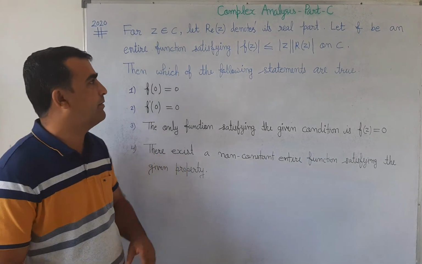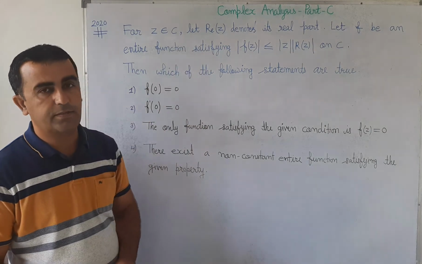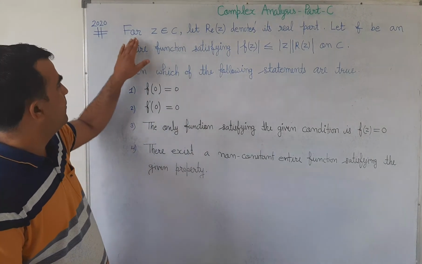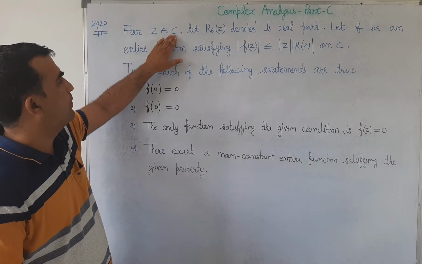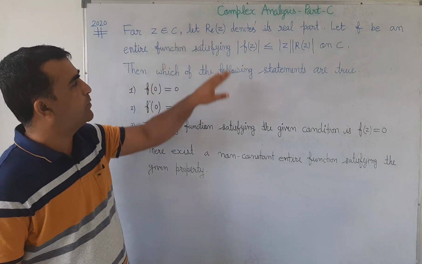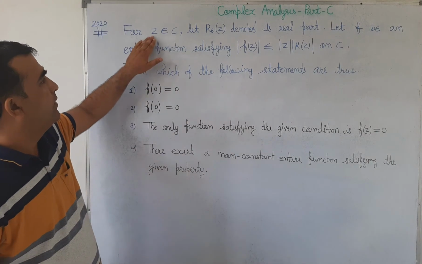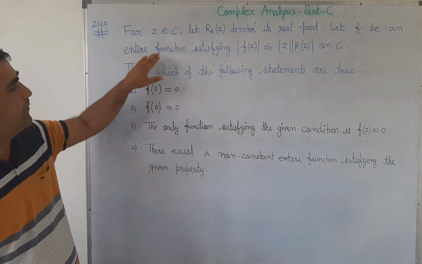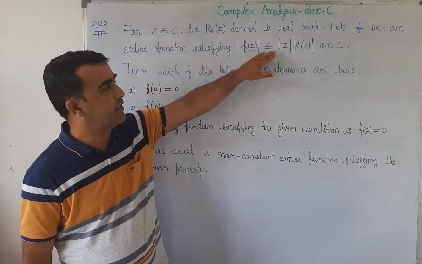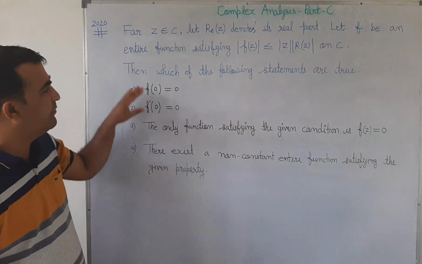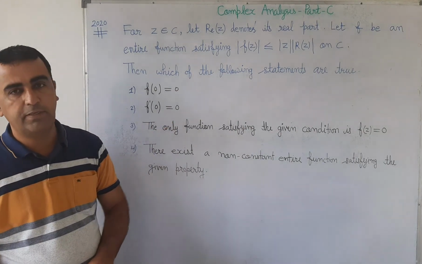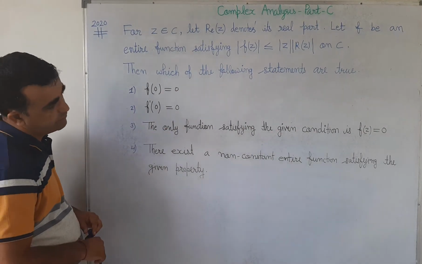In this video we have a question from complex analysis part C. Let's see the statement of this question. We are given, for z belongs to C, where C is the complex plane, let Re(z) denote its real part, and f is an entire function which satisfies this condition on C. Then which of the following statements are true? We have been given the following statements. Let's check these statements one by one.